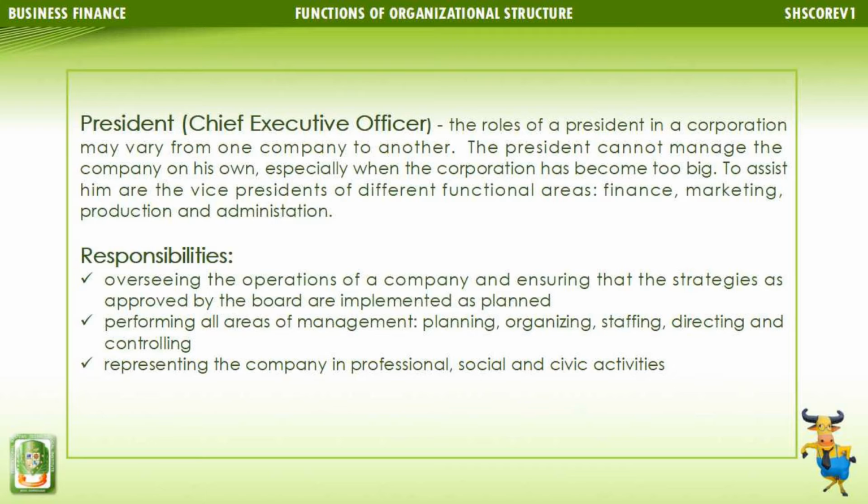Responsibilities of a CEO or the president: overseeing the operations of a company and ensuring that the strategies as approved by the board are implemented as planned. Performing all areas of management: planning, organizing, staffing, directing, and controlling. And representing the company in professional, social, and civic activities.